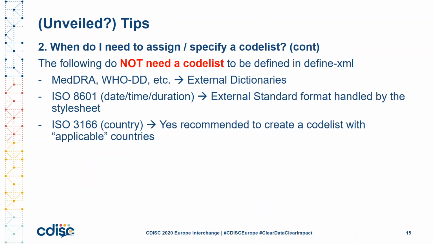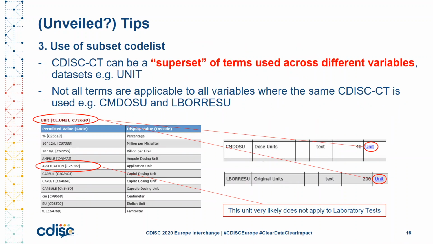There are instances where creating a code list in the define XML with all possible values or with all occurrences is not required. This is the case when an external dictionary such as MedDRA is used. In such a situation, simply referencing the external dictionary and its version would be sufficient. Code lists defined in the CDISC controlled terminology may be a superset of terms used across different variables and datasets. As such, not all terms in the code list may be applicable to all variables where that specific CDISC controlled terminology is expected to be used.